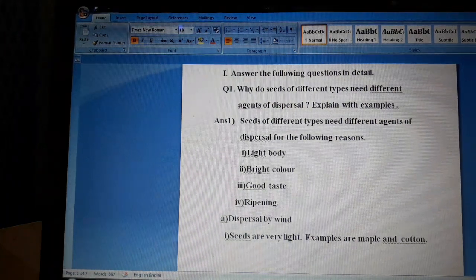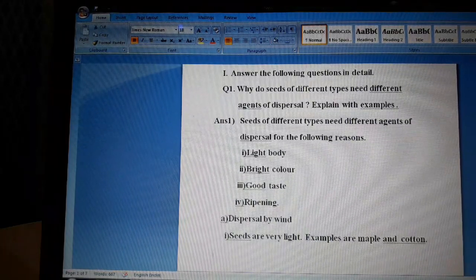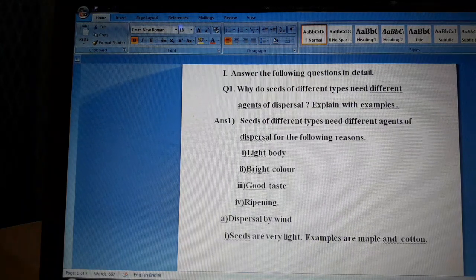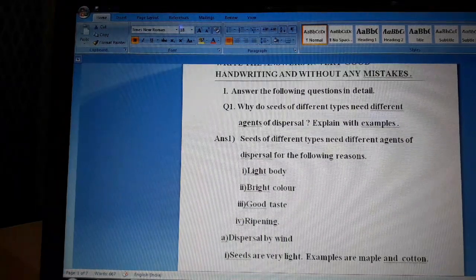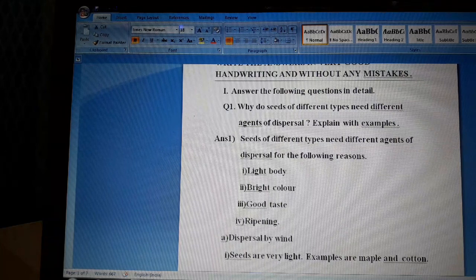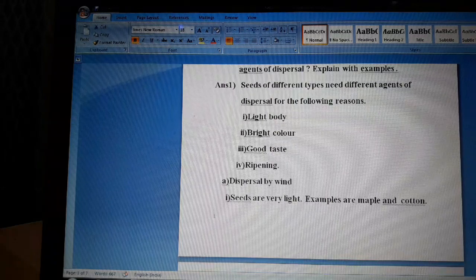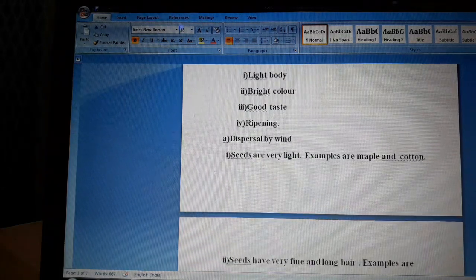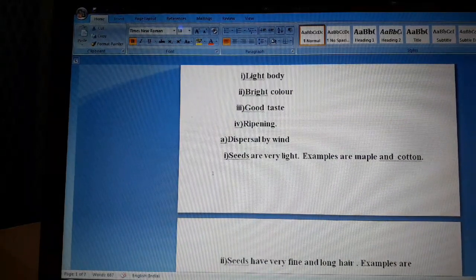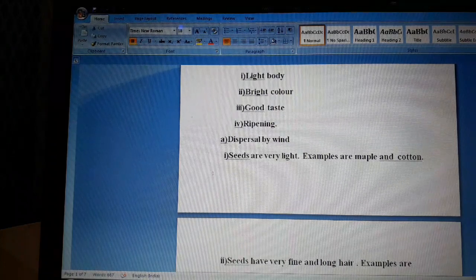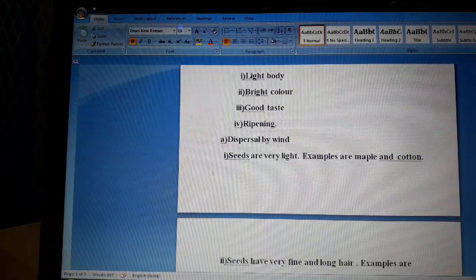Now, why do seeds of different types need different agents of dispersal? Explain with examples. Seeds of different types need different agents of dispersal for the following reasons. Because certain seeds are light, they are dispersed by wind. Certain fruits or seeds are bright in color so that it attracts animals and it depends upon the animals for its dispersal. Good to taste. Again, certain fruits are good to taste so that animals will come and eat, and the seeds will fall as droppings from their body in some different place, and new plants will grow from it. Ripening. Now what do you mean by ripening?